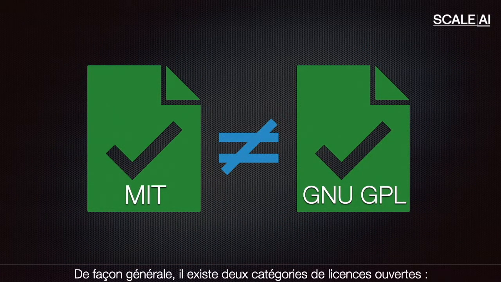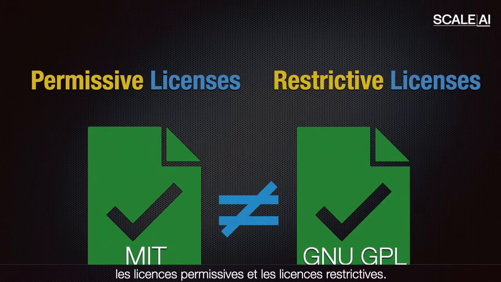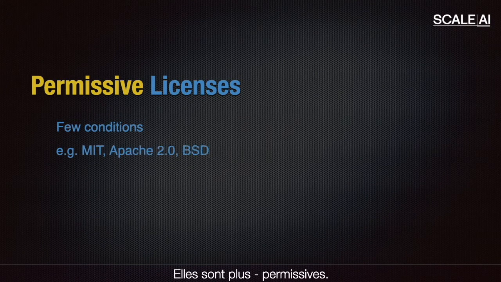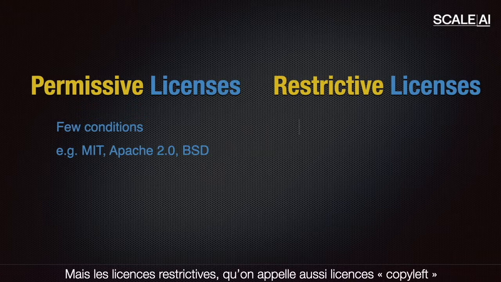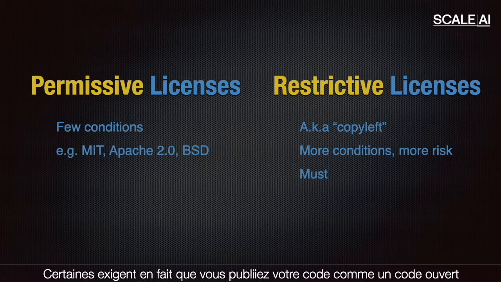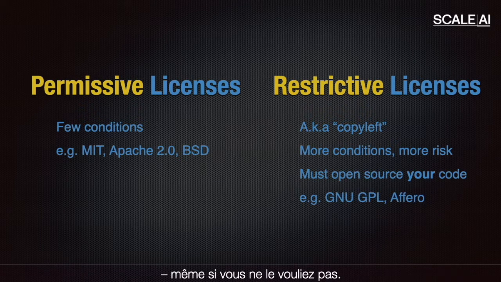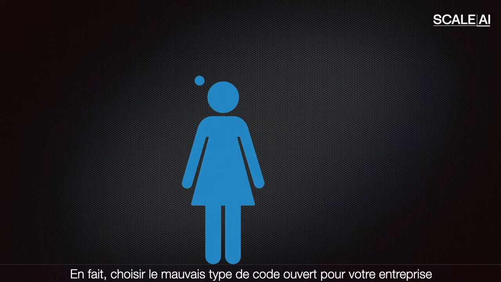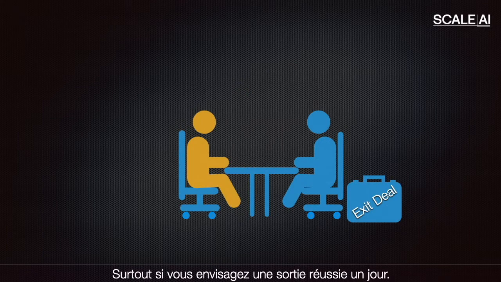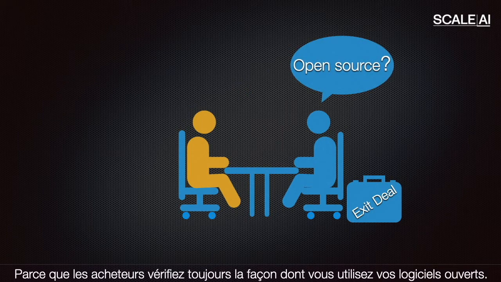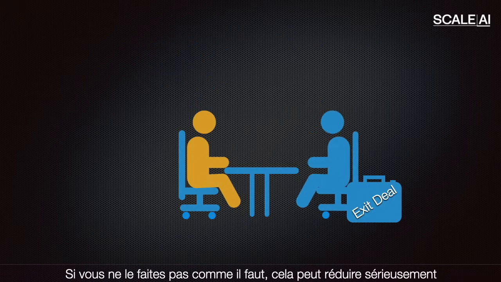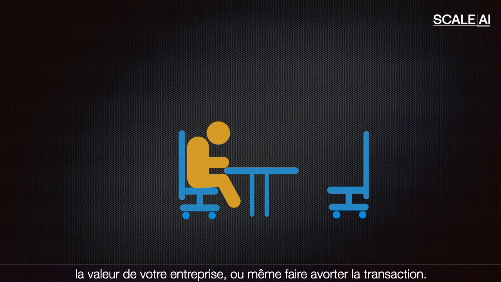Generally, there's two categories of open source licenses: permissive and restrictive. Permissive licenses don't have many conditions. They're just more permissive. But restrictive licenses, also called copyleft licenses, can create serious risk for your business. Some actually force you to open source your code even if you didn't want to. Choosing the wrong kind of open source for your business could be devastating, especially if your sights are set on a successful exit someday. Because buyers always check to see how you used open source. And if you don't do that properly, it can seriously devalue your business or even kill the deal.